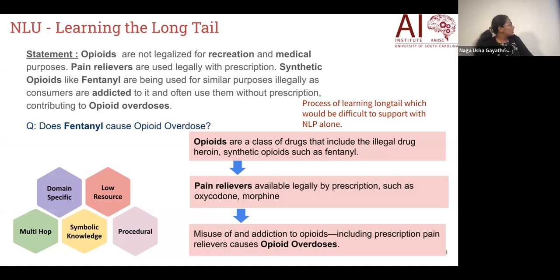To answer that question, the system needs to understand the long tail here. First, it needs to understand opioids as a class of drugs, then pain relievers, and then what causes overdoses. Without that kind of domain knowledge, the system cannot answer that question effectively.